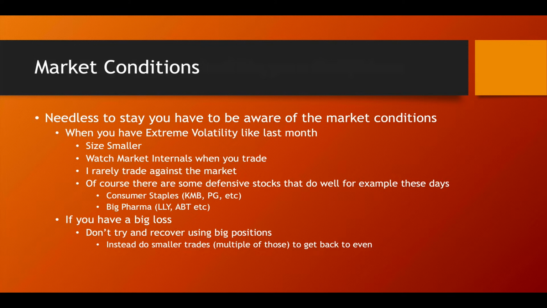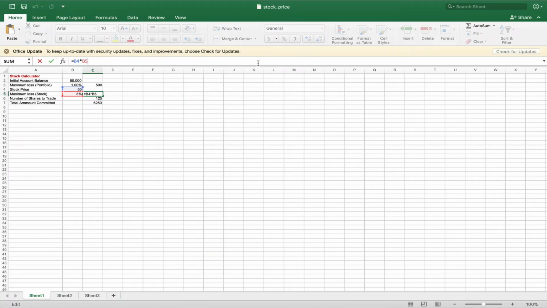Okay, so that's just some general comments I had. So now let's look at what you can do to size your position. It's a very simple stock calculator spreadsheet that I created. So let's assume that your initial account balance is 50,000.